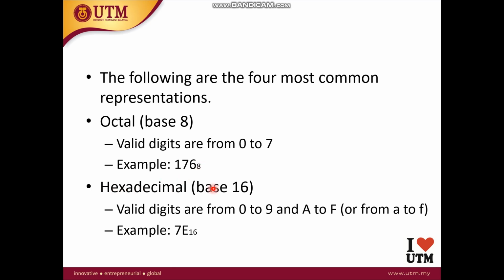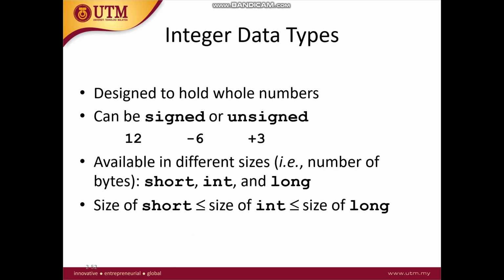And we have hexadecimal. We need to write down 16. Why? Because the base of the hexadecimal is 16, which starts from 0 to 9, and then for 10 to 15 we don't have any digits, so we use alphabet letters: A for 10, B for 11, and so on up to 15, which is represented by F. So we have this number 7E, and the base of it is 16. That means this number is a hexadecimal number.